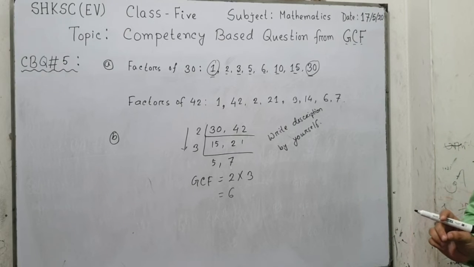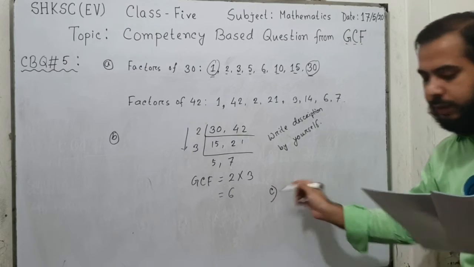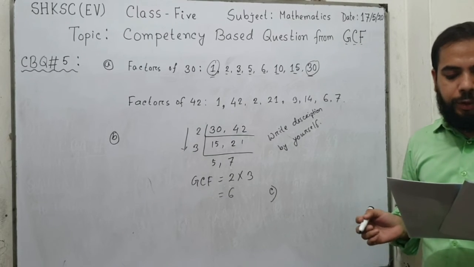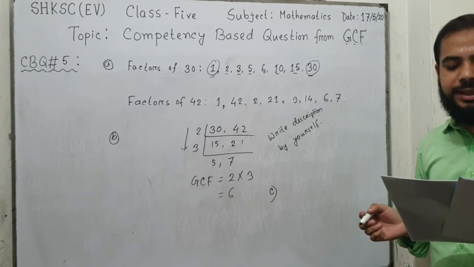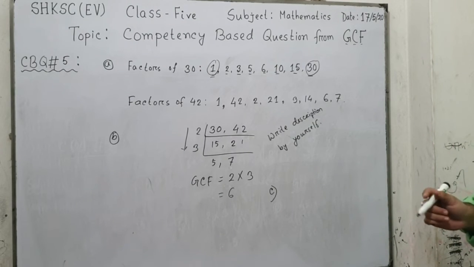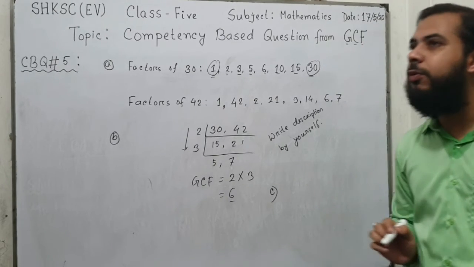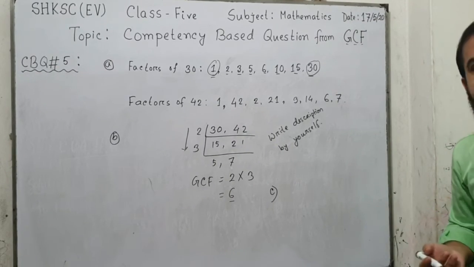What is question number C? How many boys and how many girls are there in each group? Here the maximum number of groups is 6.